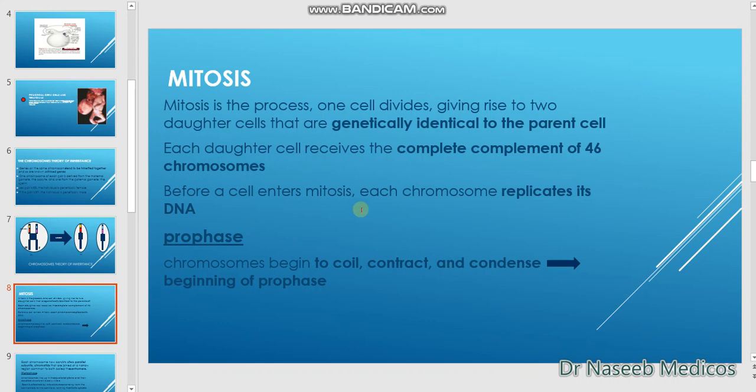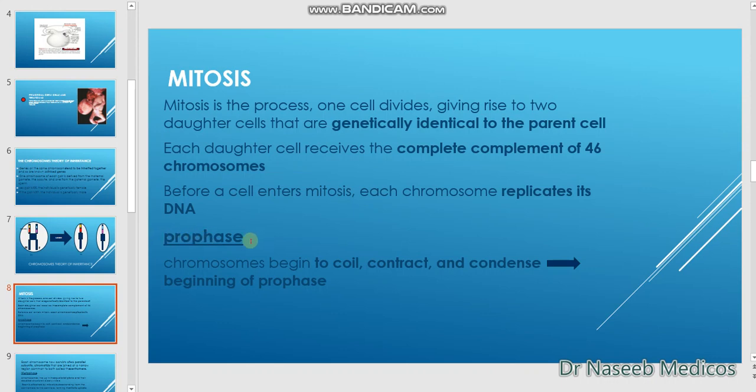Before a cell enters mitosis, it replicates its DNA. This is the cell cycle. In every cell cycle there are the G1 phase, the S phase, the G2 phase, and the M phase. In the G1 phase, the cell prepares for mitosis. In the S phase, it replicates its DNA. So DNA replication takes place in the S phase of the cell cycle. Then the cell enters mitosis and starts this process.